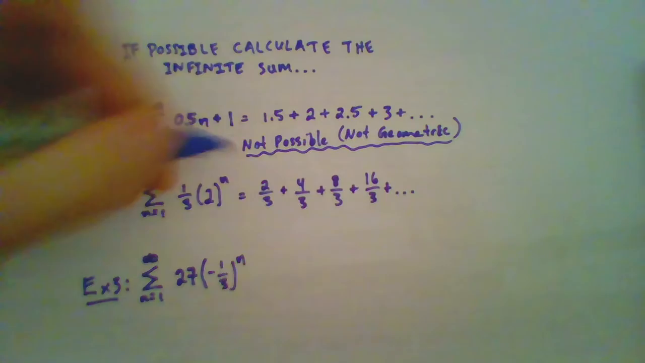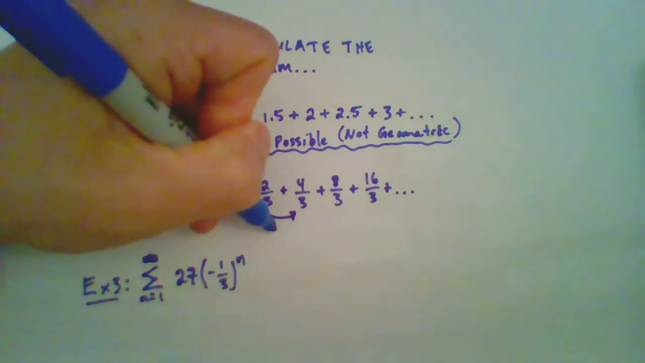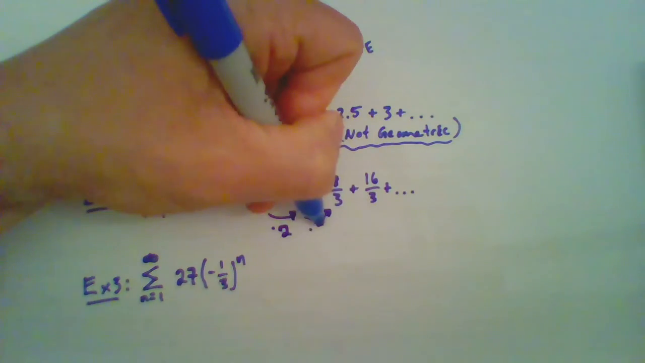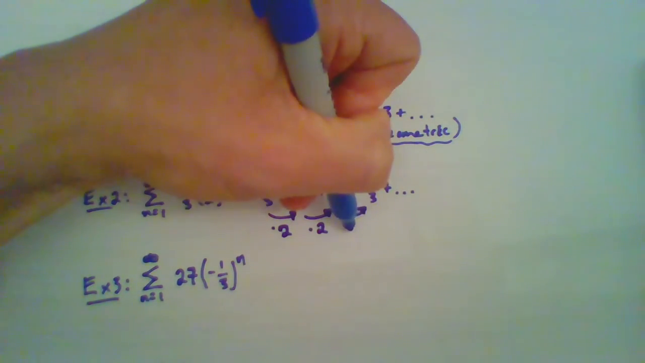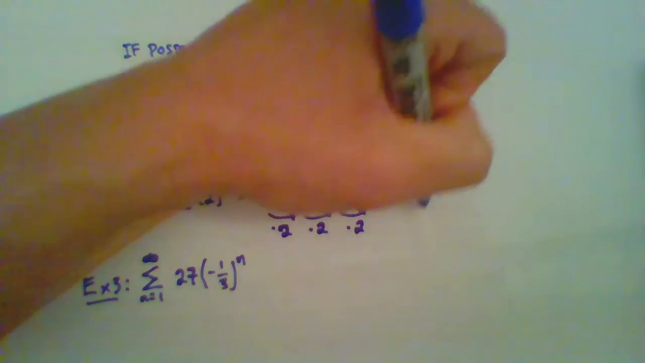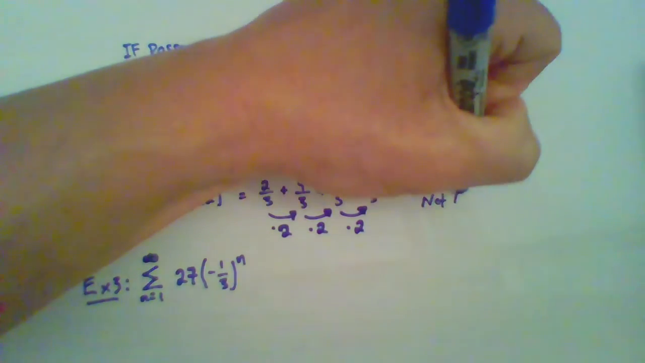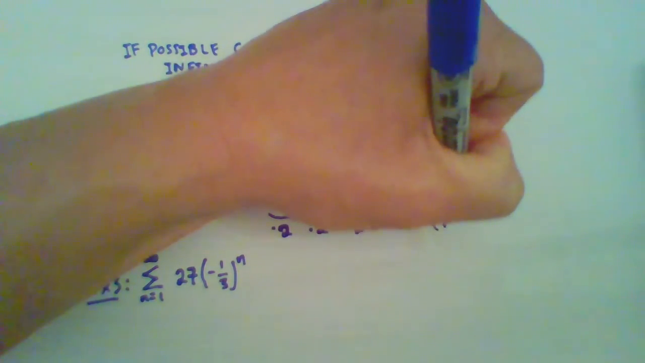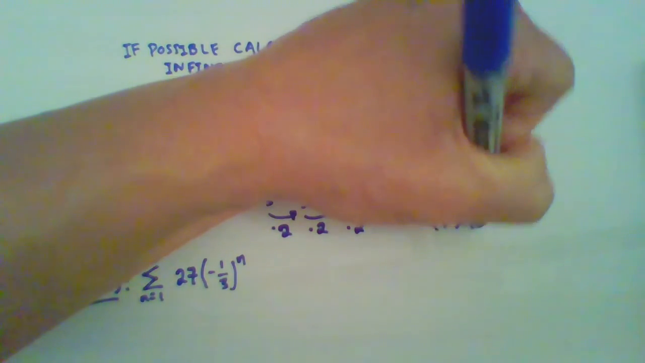Well, the good news is this is a geometric series. The bad news is the common ratio is 2. You have to multiply by 2 to get from one term to the next. So remember that formula only works if the common ratio is between -1 and 1. And 2 is definitely not in that interval. So this one is also not possible, because r is greater than 1.